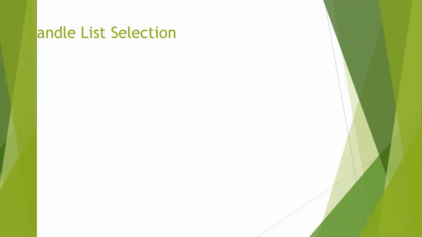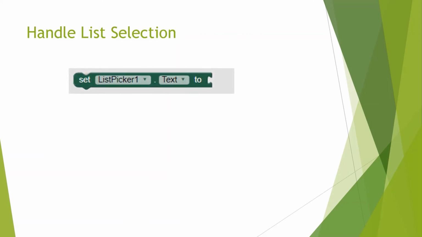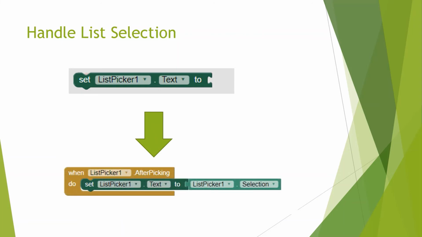Now we need to change the text value of list picker. From left side Blocks, select list picker 1. Then select Set List Picker 1.Text. Drag it under after picking event. Again select list picker 1, then select list picker 1.Selection. Drag it as value for set list picker 1.Text.